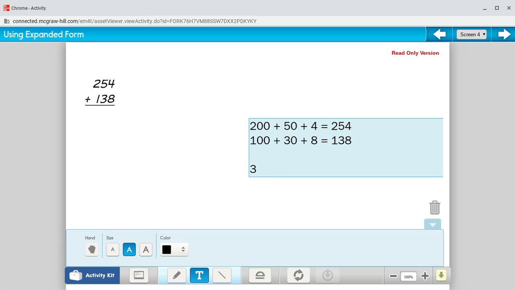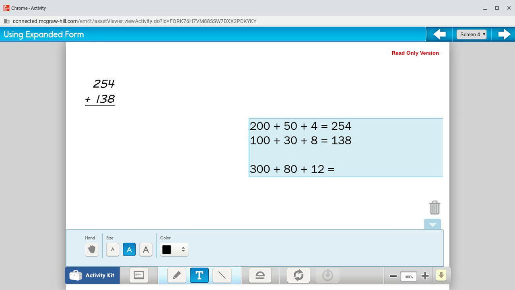2 plus 1 is 3 with my 100. 50 plus 30, 5 plus 3. 5 plus 3 is 8 with my 0 in the back makes 80. And then 4 plus 8, right? Start with my 8, add 4 more, that gives me 12. Now I have 380 right away, right? And then I just have to add 12 more.